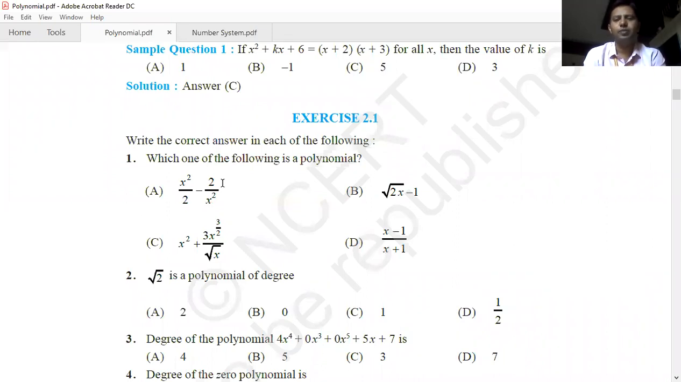Now we'll talk about B. So B is under root 2x minus 1. This x is also in the root. If I remove the root, it will be x to the power 1 by 2. So if x is to the power 1 by 2, the power of x is in the form of 1 by 2. This is also not the polynomial.